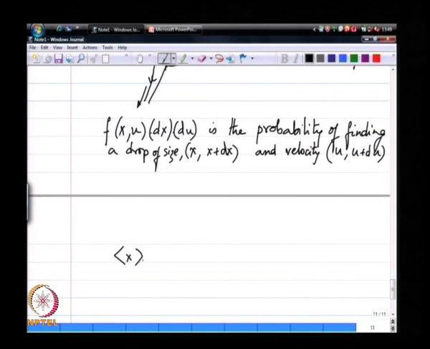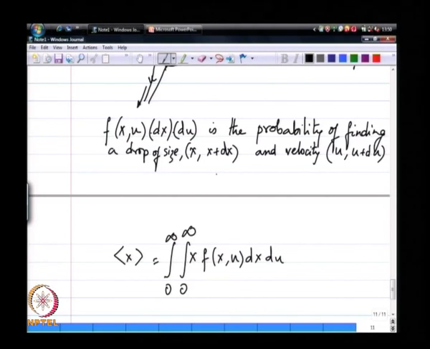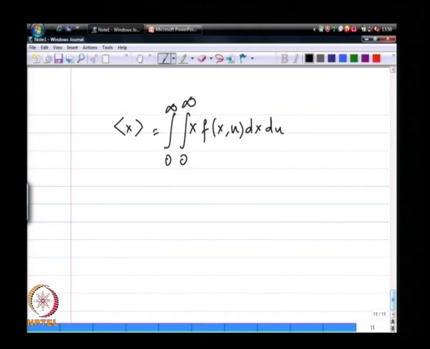Now, the mean size at that point is simply the integral of this. So, if I take this x f of x comma u dx du, this gives me the probability f of x comma u times dx du is the probability of finding a drop in the set of values that I have defined. If I do this integration, that gives me the mean value over all the sample of drops. So, this is just like an average, except since I have a second variable of integration u, I have to do a double integral.